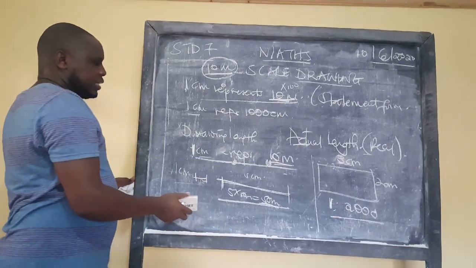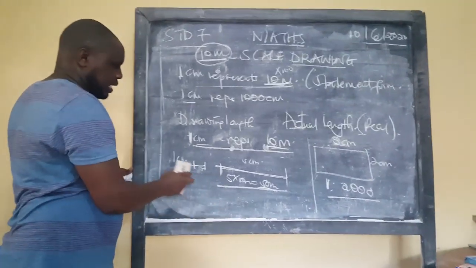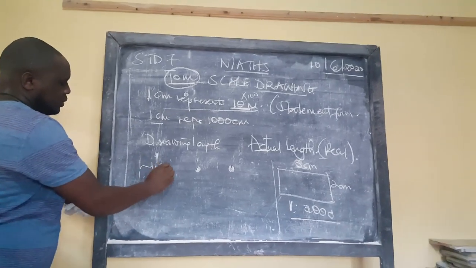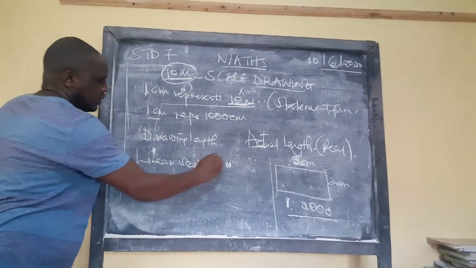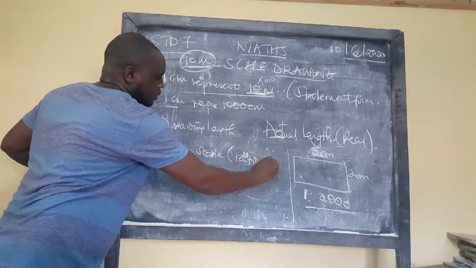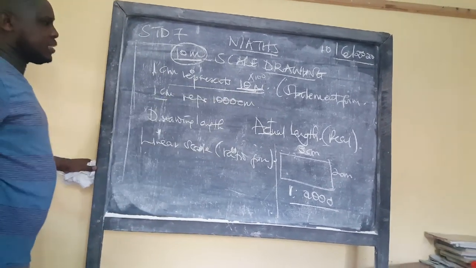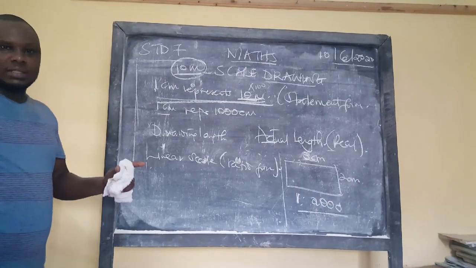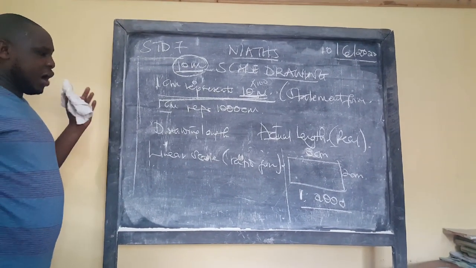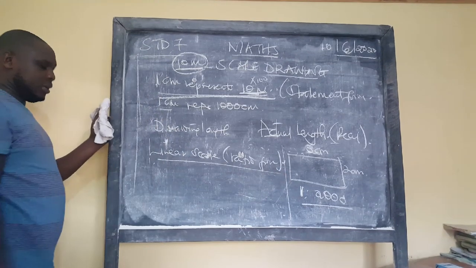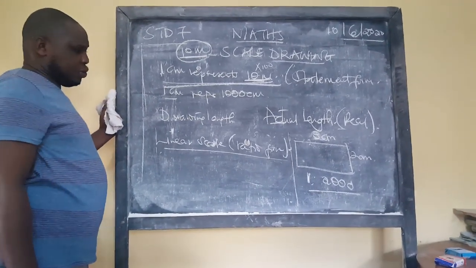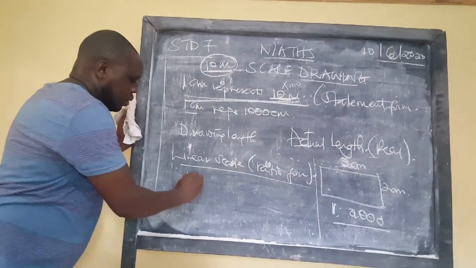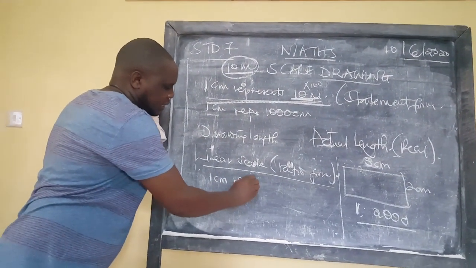Most of the time you find that we have what we call the linear scale, in ratio form. We have seen the statement form of it, which is 1 represents this. So that's the statement scale. Now we want to come to the linear scale, which we can also say in ratio form. For example, what we had here: 1 centimeter represents 10 meters.